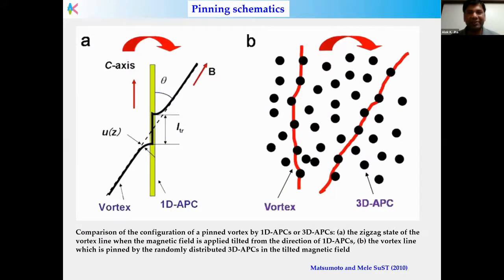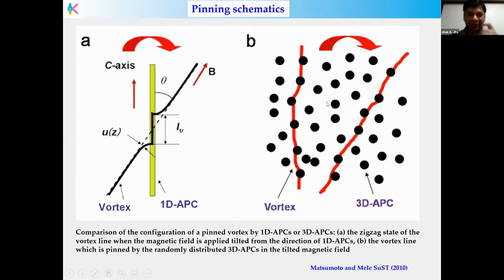So we tried to explain our results using the kind of modeling suggested in this paper. When there is a column and the field is oriented away from the C-axis, there is some portion of the vortex which is held by this column. With more tilt in the orientation, the nanocolumn cannot hold the vortex anymore, and it will be free to move.